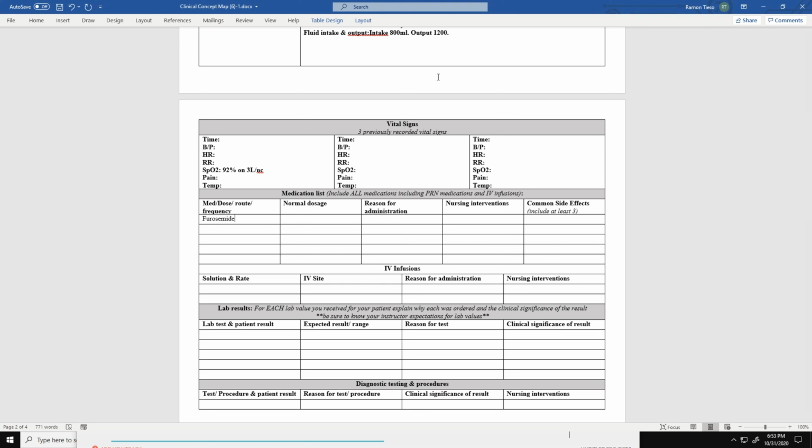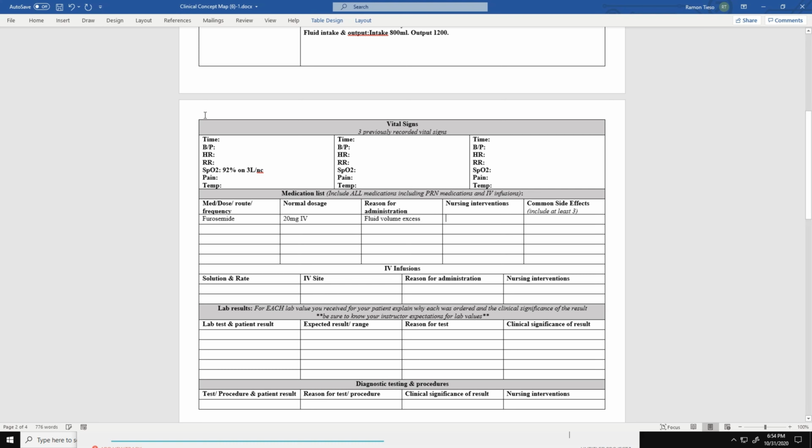All right, so furosemide, and that is a diuretic. Normal dose, we're going to be giving him 20 milligrams. Let's say PO. And no, he's in the hospital. We'll say that we're giving it to him IV. Right? Reason for administration, we're going to say fluid volume excess, right? That's why we're giving it.